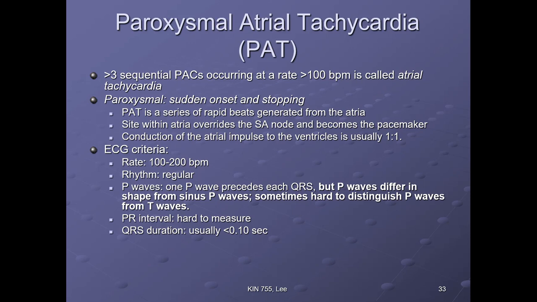So EKG criteria, 100 to 200 beats per minute. The rhythm is going to be regular. P wave, the shape is going to be a little bit different because the origin is not the SA node, and the rate is generally so fast that usually the P wave and T wave merge into each other, so it's hard to distinguish them from each other. And the PR interval is going to be really hard to measure because the rate's generally so high. So causes: medications, or like we said, sometimes WPW, that pre-excitation syndrome, could lead to this.